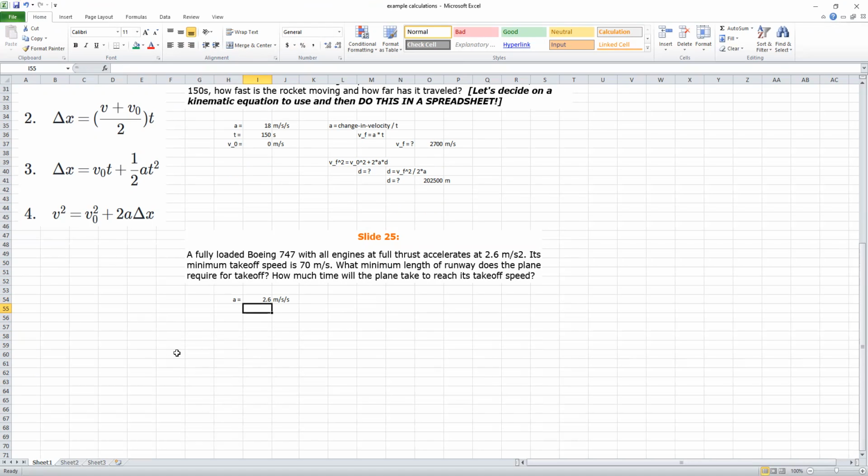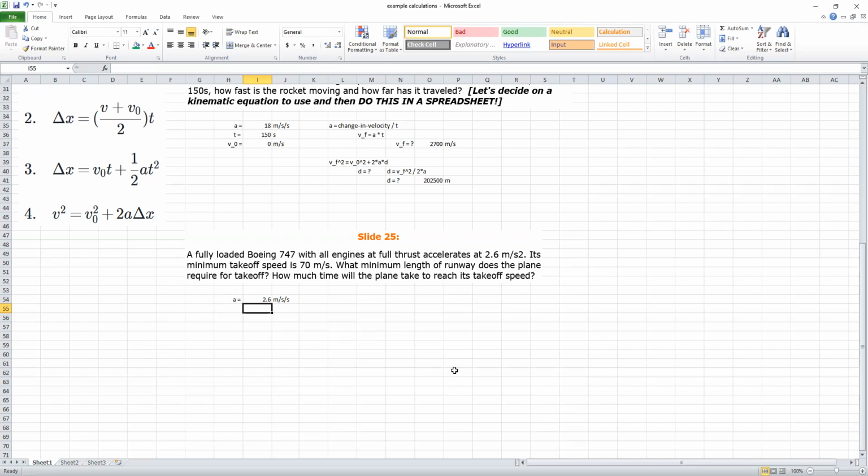This is a plane, right? Think about this. Horizontal motion. We're waiting for lift to occur, which, if you care to have a foreshadowing of forces, we are waiting for the weight of the plane to be balanced out and then overpowered by the buoyant force, right? The lifting force. Let's see. Its minimum takeoff speed is 70 meters per second.